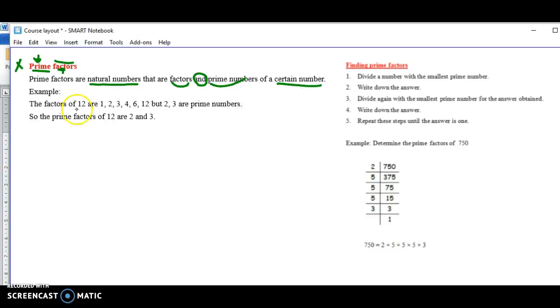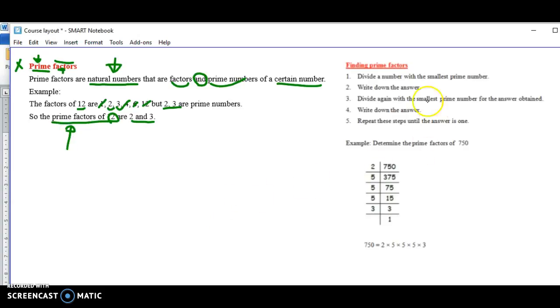For example, if we look at the factors of 12, it's 1, 2, 3, 4, 6, and 12. But if we look at which are prime numbers, that's a prime number, that's a prime number, that's not a prime number, that's not a prime number. So only 2 and 3 are prime numbers. So the prime factors of 12 then are 2 and 3. Very important. All natural numbers can be written in their prime factors.